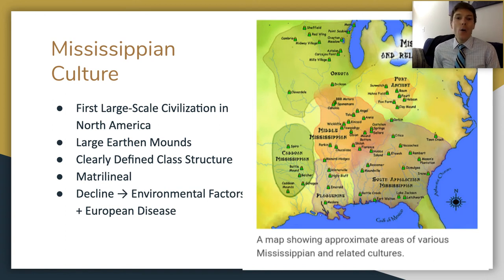But of course, we know that by 1600, the Mississippian cities have essentially been abandoned, and that is occurring around the same time of the introduction of Europeans and diseases like smallpox that just decimated Native American populations.